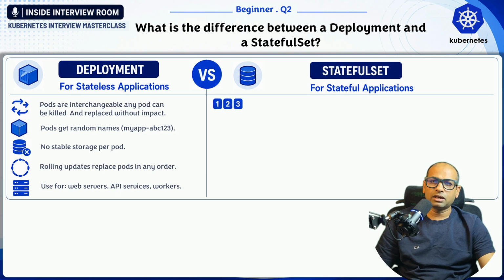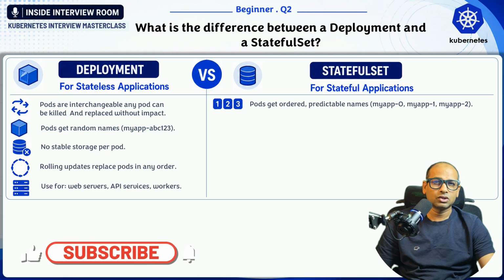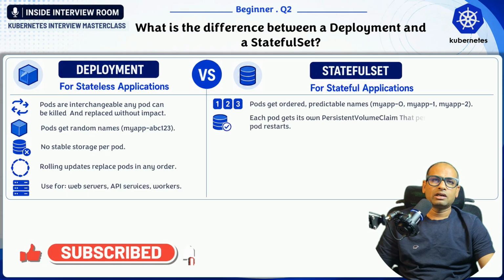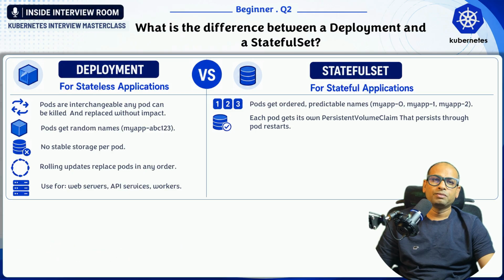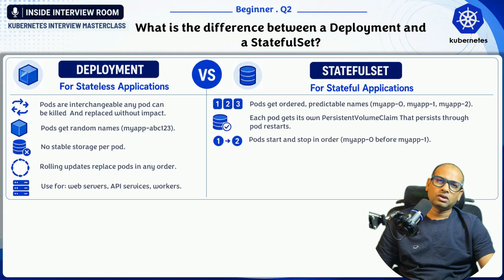Whereas in stateful set, pods get ordered, predictable names, myapp-0, myapp-1, myapp-2, and so on. Each pod gets its own persistent volume claim that persists through the pod restart. Pods start and stop in order. So, like myapp-0 will get started first, and stopped last, before myapp-1.